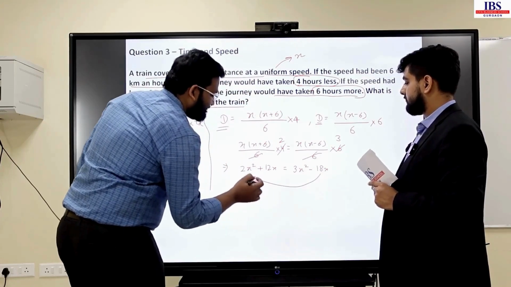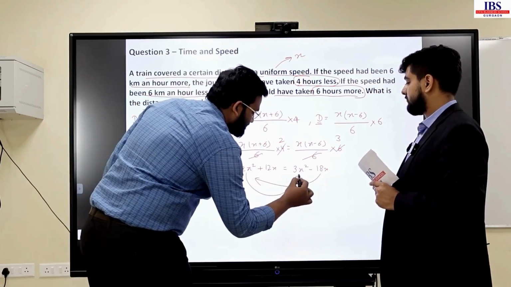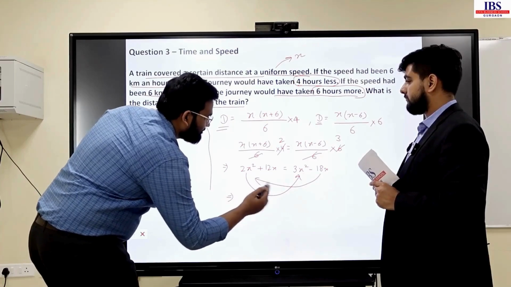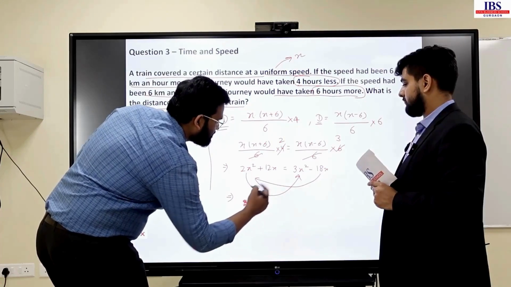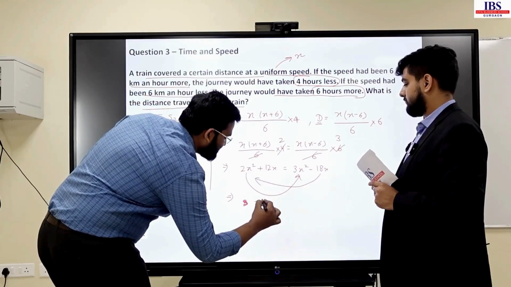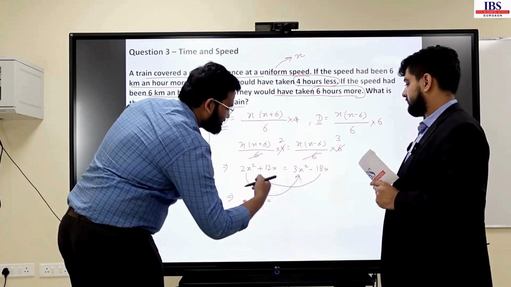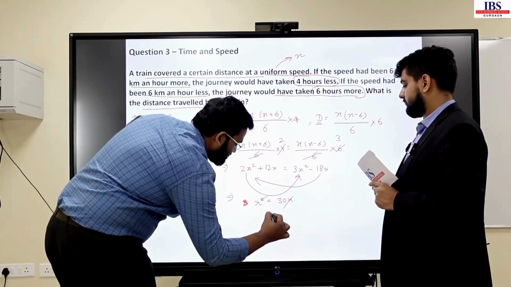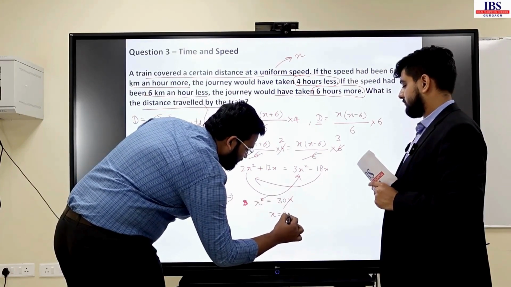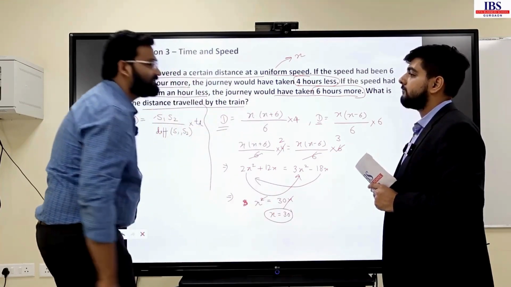Now take 18 this side and bring 2x square this side. So it will be 3x square minus 2x square, that is equal to x square, and this side it will be 30x. Cancel this x with the square. So the value of x is equal to 30, or we can say that the usual speed of the train is 30.